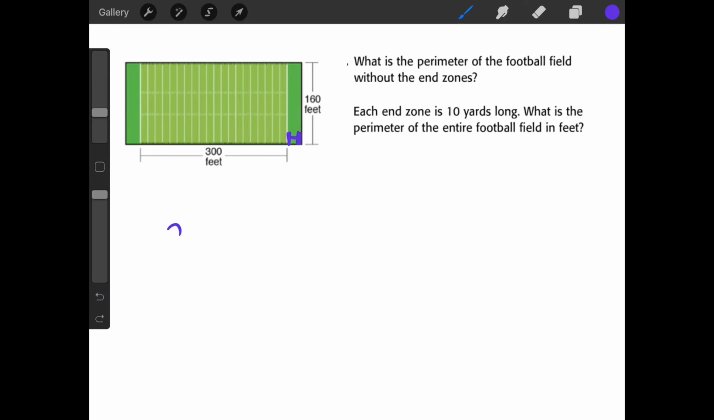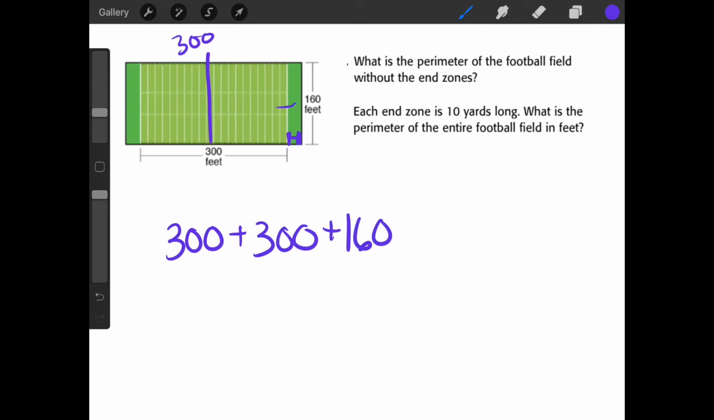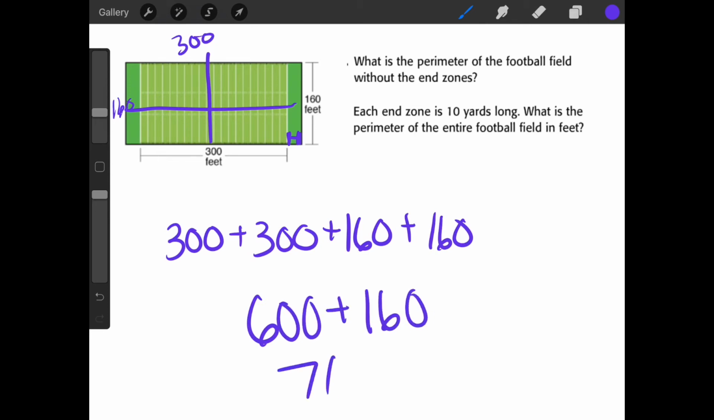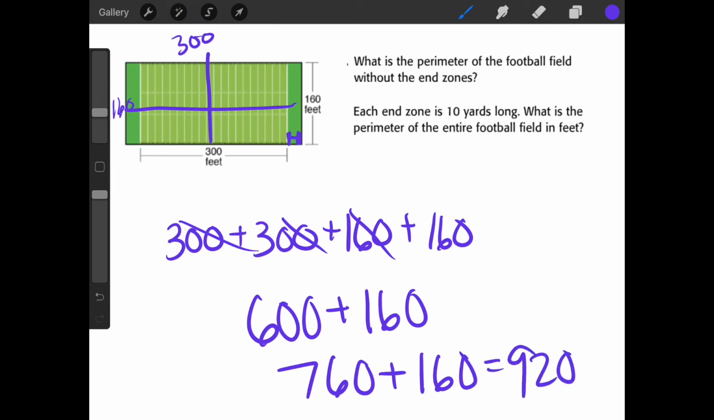So we know it's going to be 300, and then this side is going to be the same, plus 300. And then this one's going to be plus 160, plus 160. So 300 plus 300 is 600. 600 plus 160 would be 760. And then we still got 160. So plus 160 is going to be 860. Then 920. Alright, so the first one is going to be 920 feet.